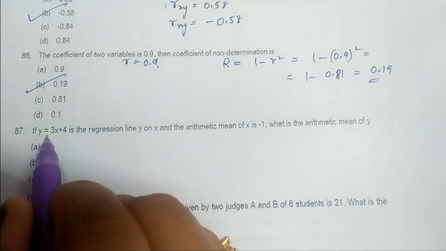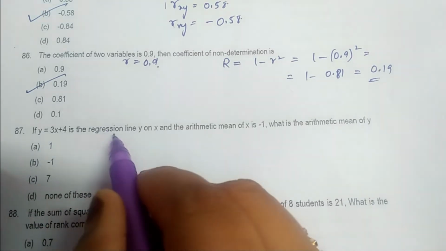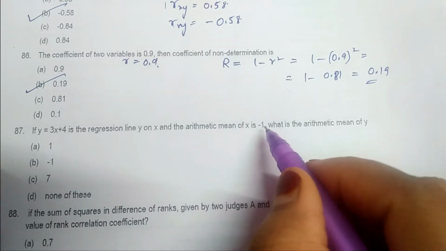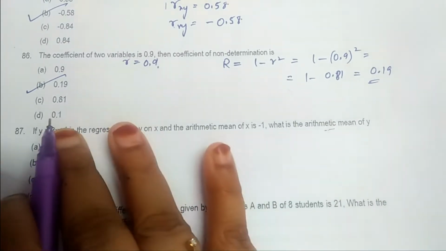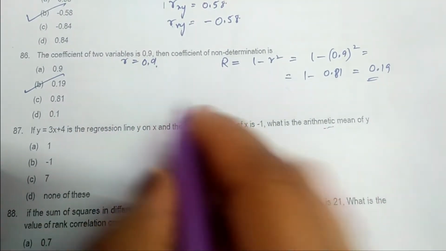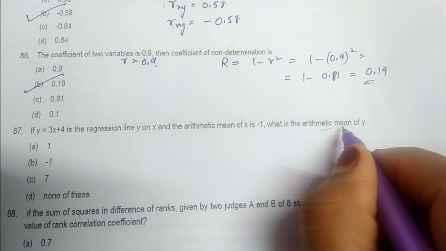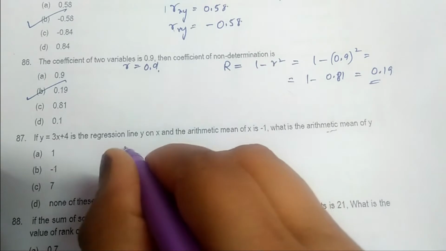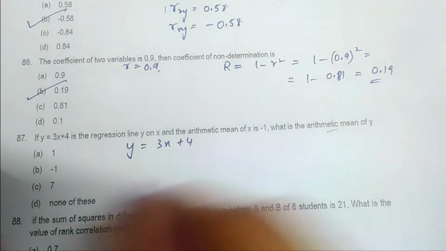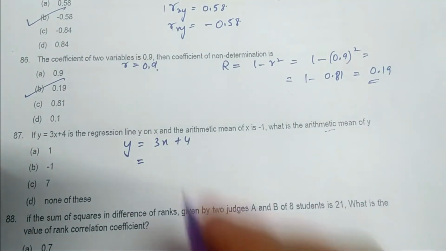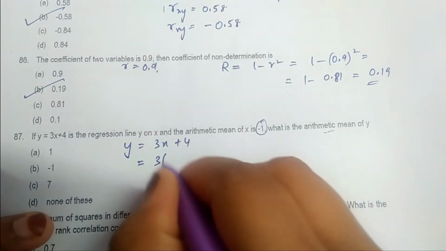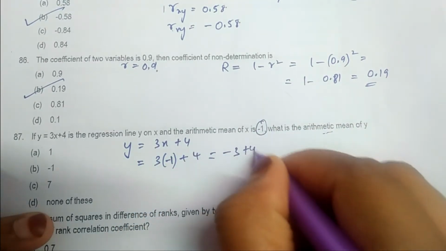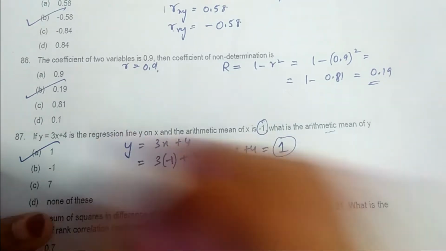Next, if y is equal to 3x plus 4 is the regression line of y on x, and the arithmetic mean of x is -1, then what is the arithmetic mean of y? It's very simple. The regression line is given, and you need to substitute the given value into this equation to find the arithmetic mean. So y equals 3x plus 4, already given in terms of y. In place of x we take the mean -1, which gives -3 plus 4, which equals +1. So A is the answer.